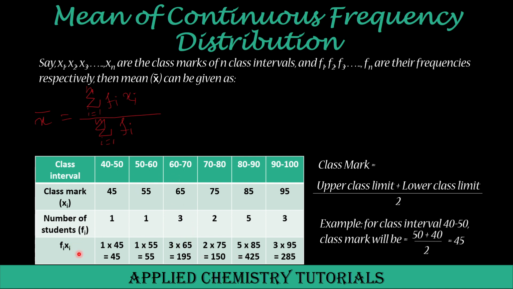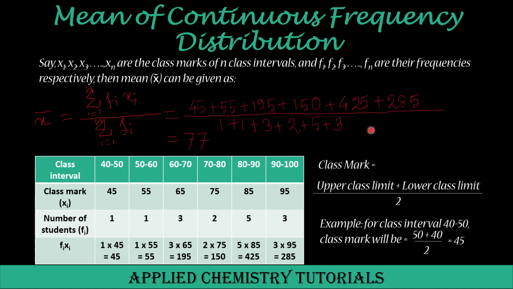So we are going to add all the fixi terms in the numerator, and then divide by the number of students, or the fi terms added together, in the denominator. After calculation we will have it equal to 77. So we can say that the mean is 77 for the continuous frequency distribution.